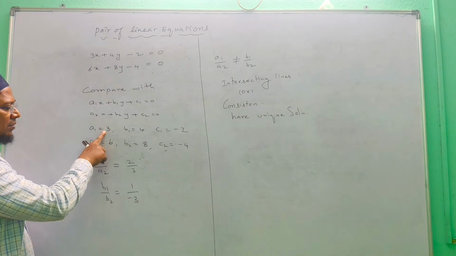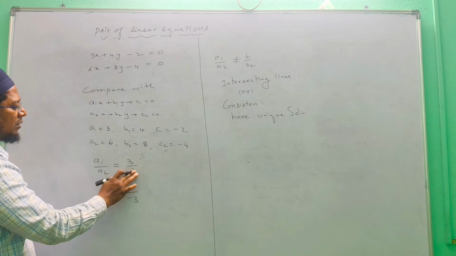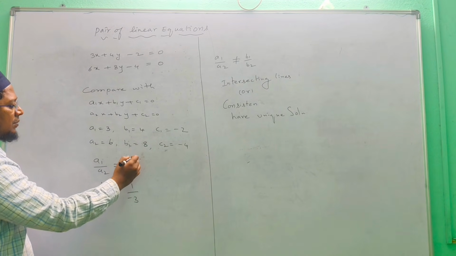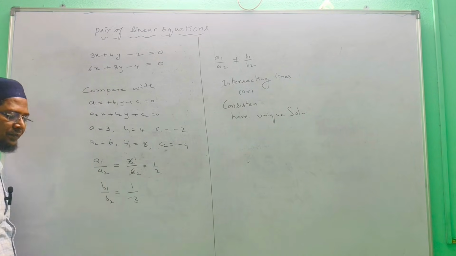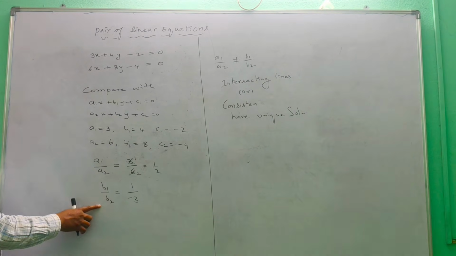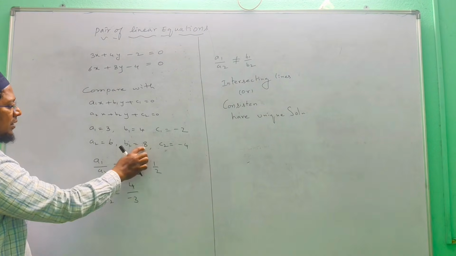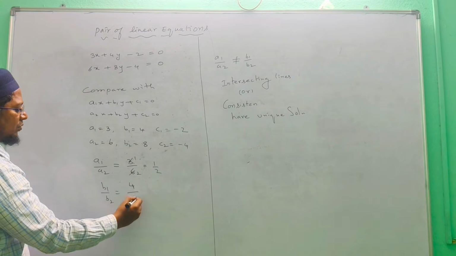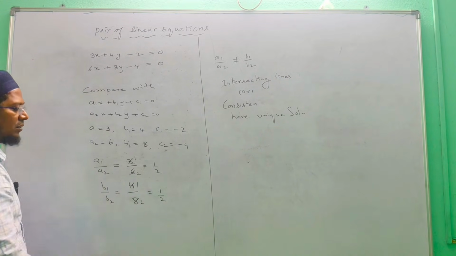First of all, we need to compare a1 upon a2. What is a1? 3. What is a2? 6. So 3 upon 6. What is the relationship? 3 ones are 3, 3 twos are 6. It is 1 by 2. The second one, b1 upon b2. What is b1? 4. What is b2? 8. So 4 ones are 4, 4 twos are 8. It is also equal to 1 by 2.